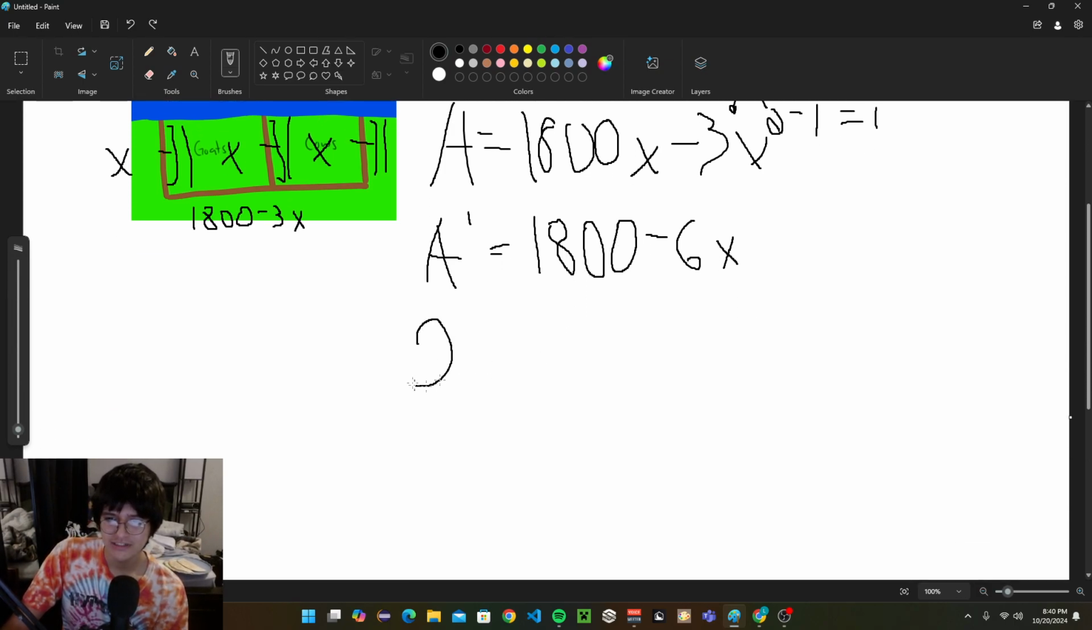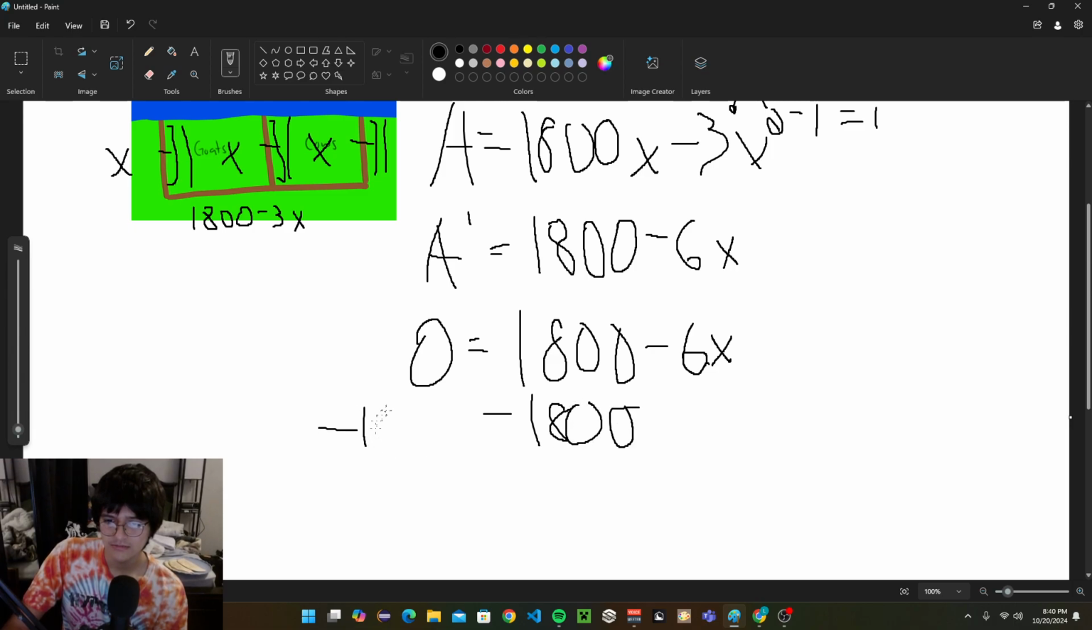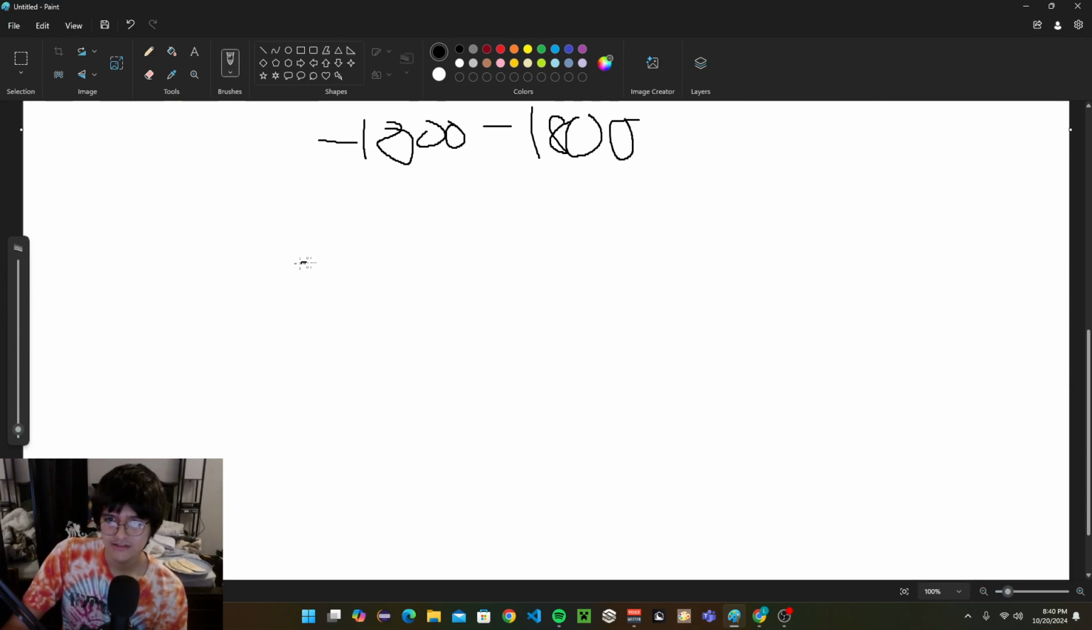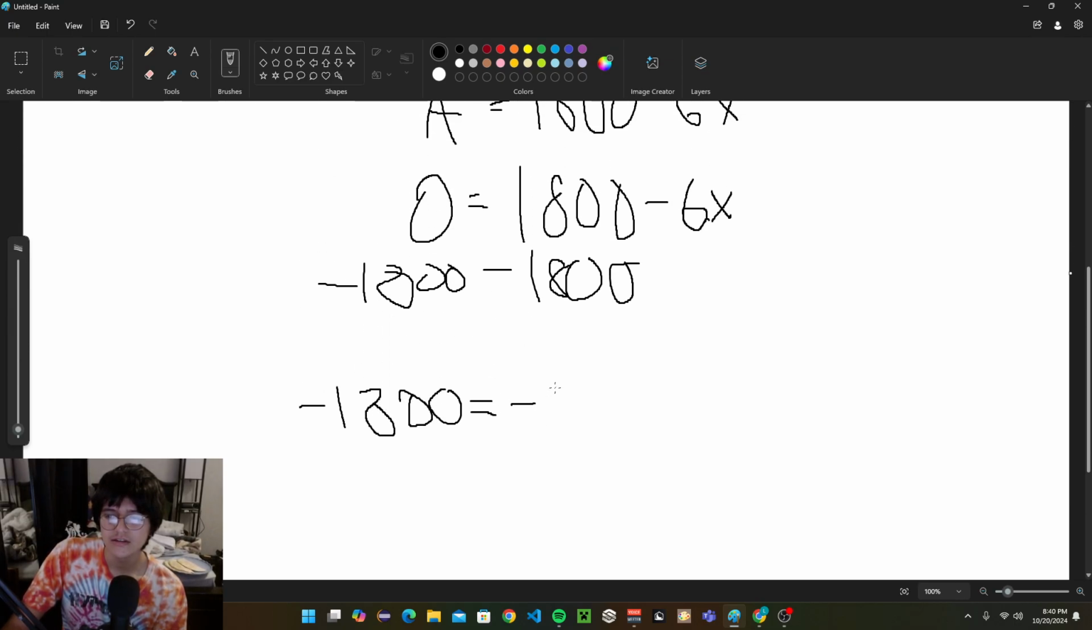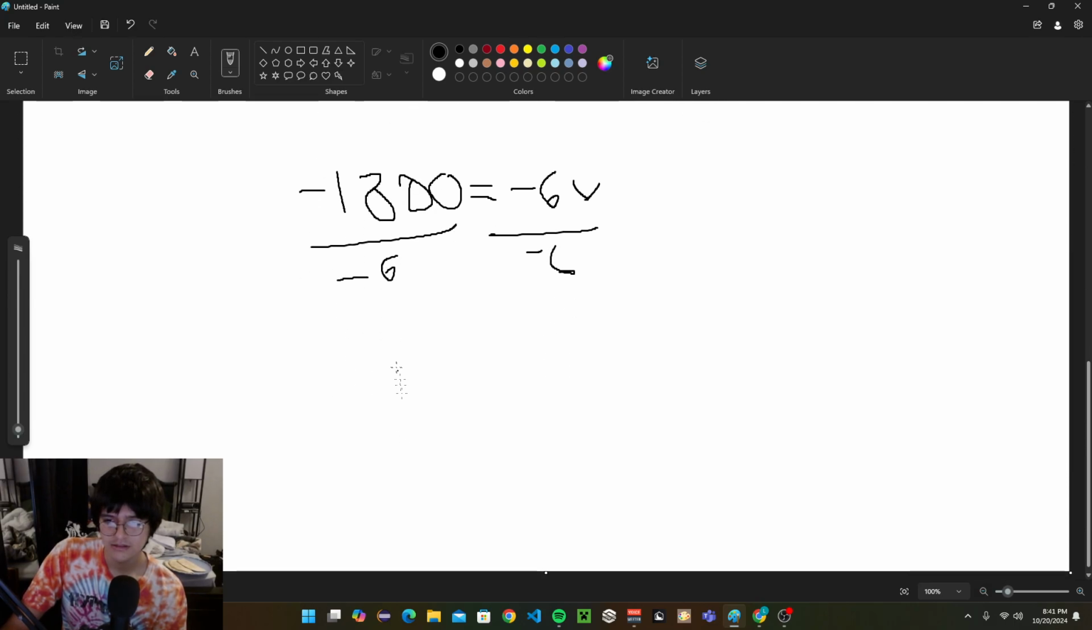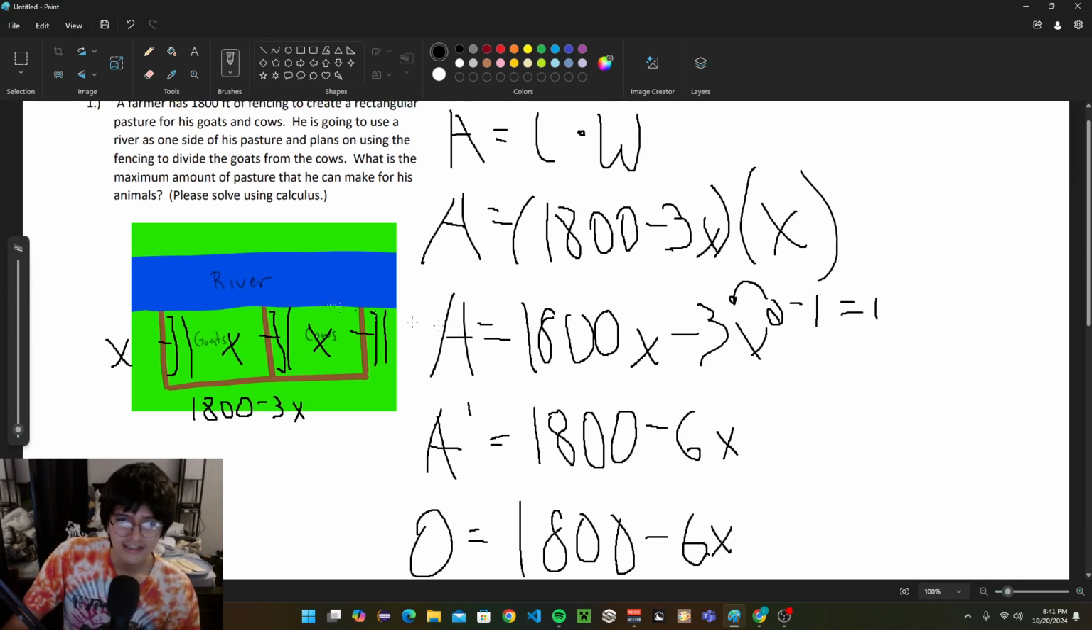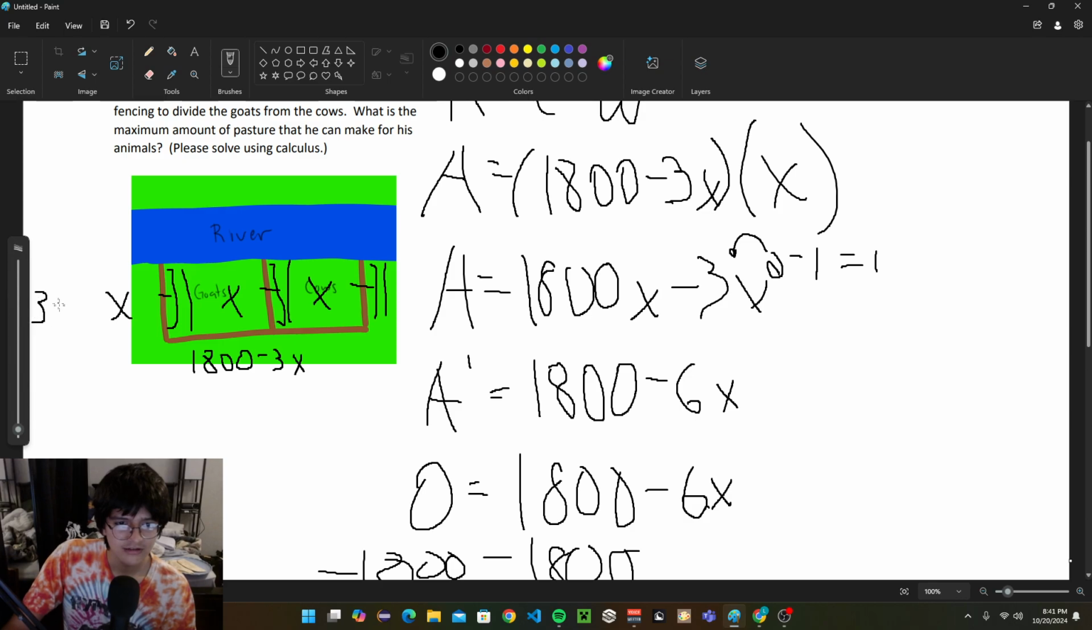So now we have to set the derivative equal to 0. Now you need to get x by itself. So we would subtract 1,800 on both sides, giving us negative 1,800 is equal to negative 6x. So divide by 6 to get the x by itself. So x is equal to negative 1,800 divided by negative 6, which is 300. So that is essentially our x, and that is our width. So that would be 300.